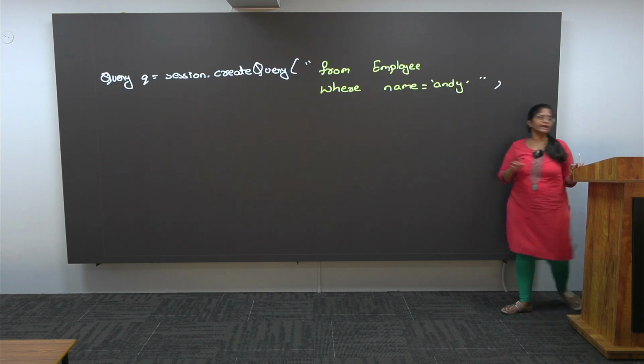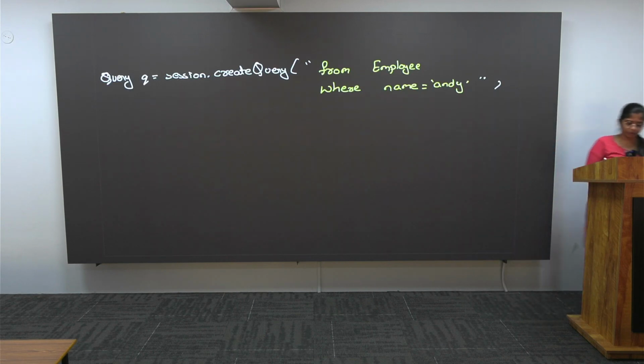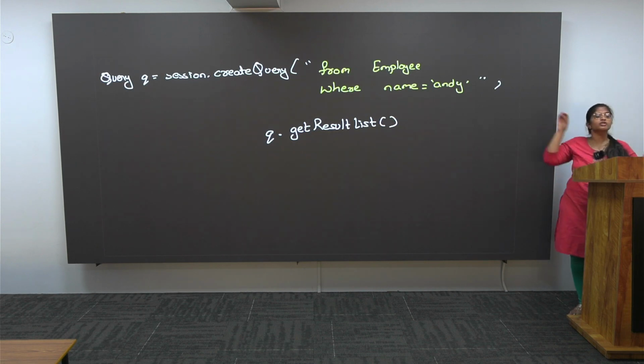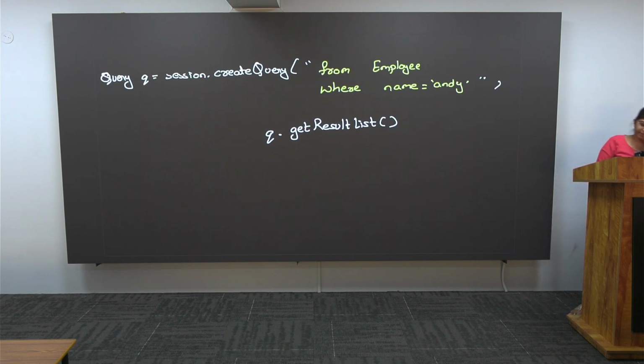So how can you get them, if you ask me? Using the query, I need to call one method. The method name is called getResultList. I need to call getResultList. Why getResultList? Because there are chances you will have multiple records. So I want to consider it as a list of records, or a list of employee objects it is returning to you.